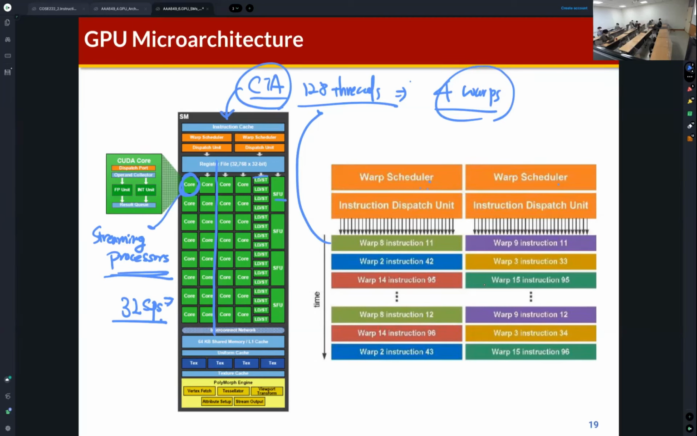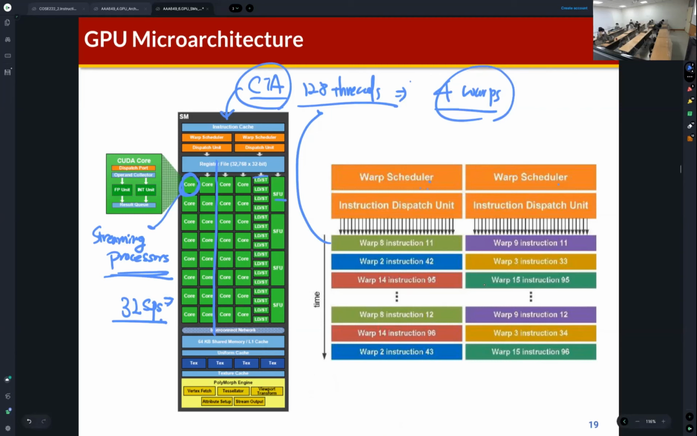Also, in the Fermi architecture, a single SM can support up to 6 CTAs. Which means that 6 CTAs can be launched at the same time in this single SM. And this number is given by the GPU generation.